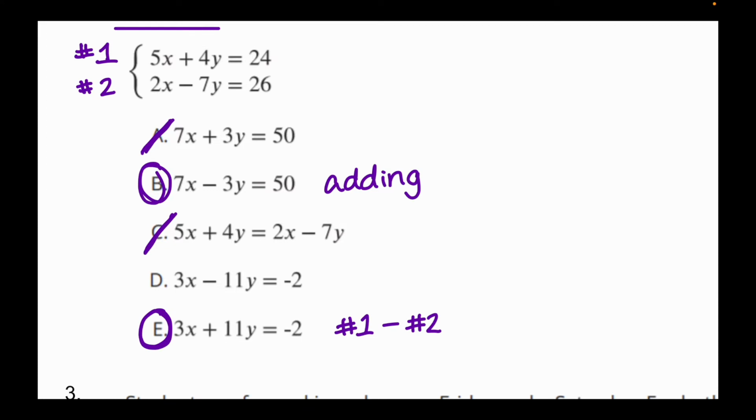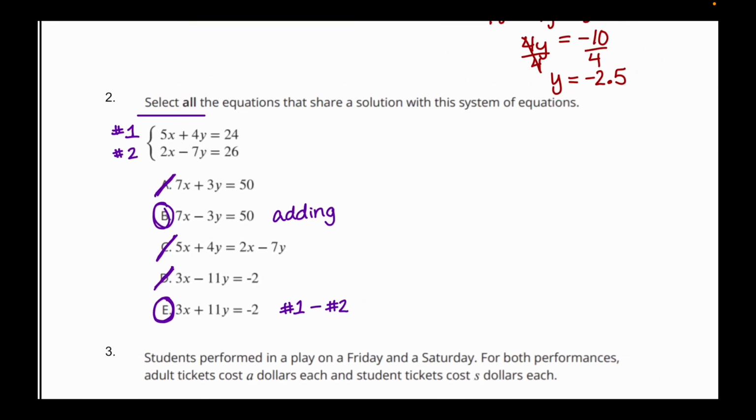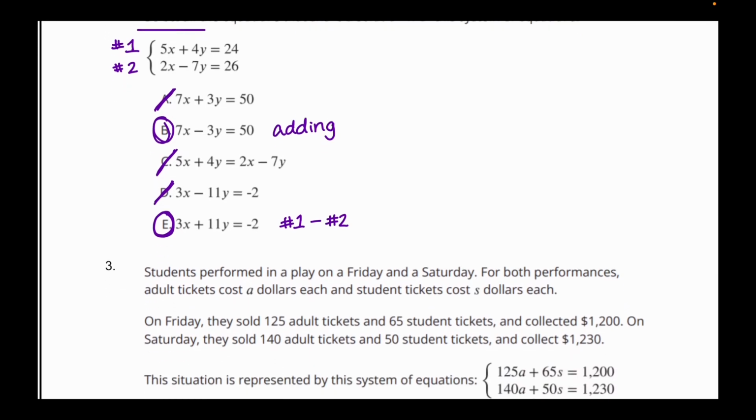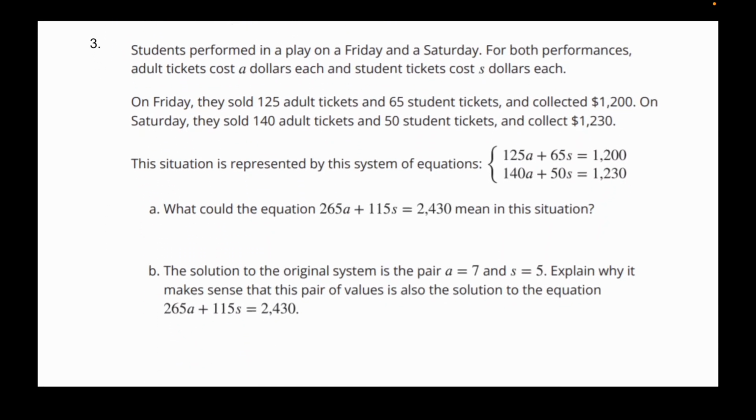So I don't actually have it subtracted in a different order here, because if I did, I would need to have negative 3x minus 11y equals a positive 2, and I don't have that. But yeah, so it's just going to be these two, and that is going to be by adding, and then E is by subtracting. That's going to bring us down to question 3.